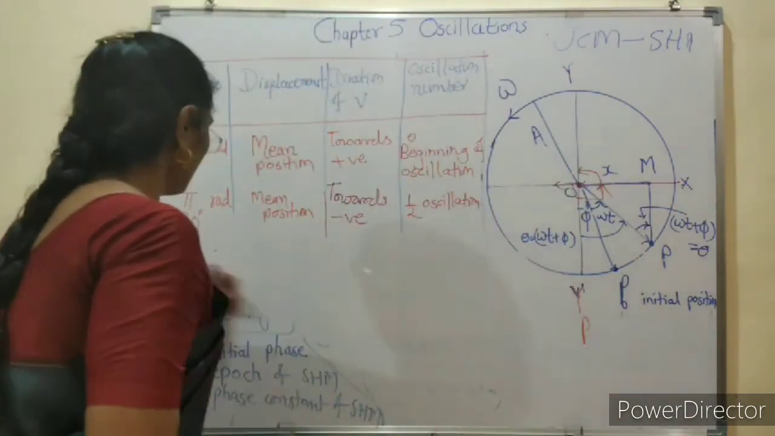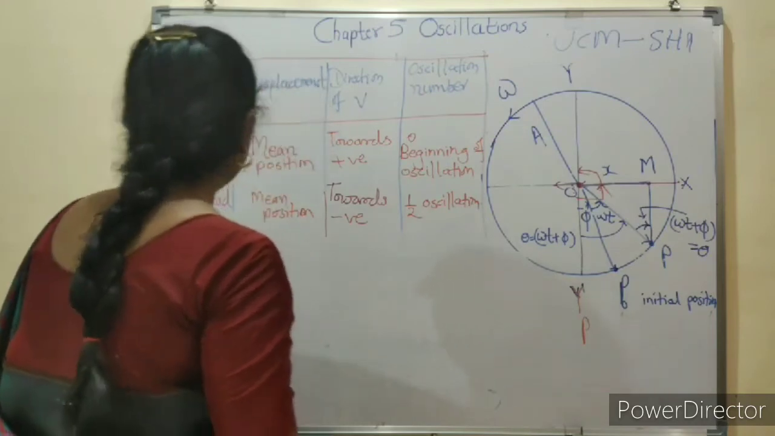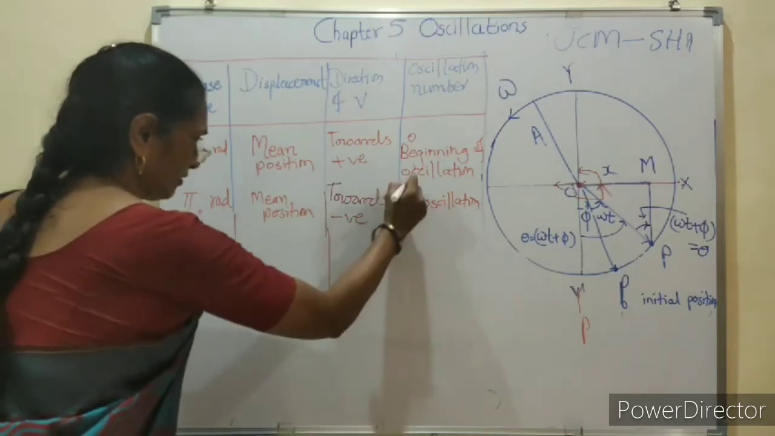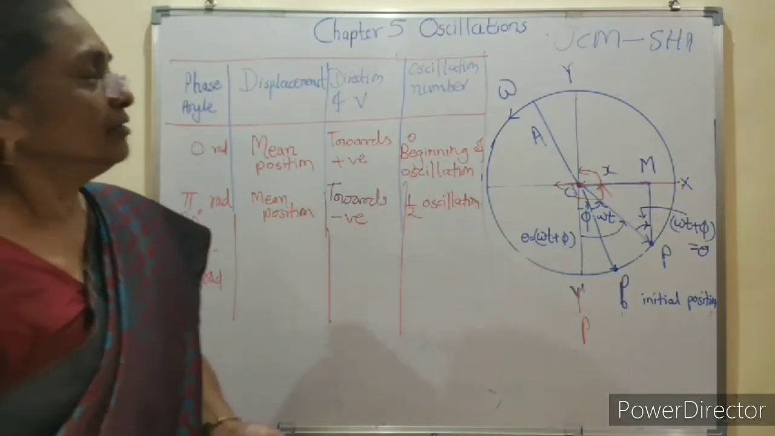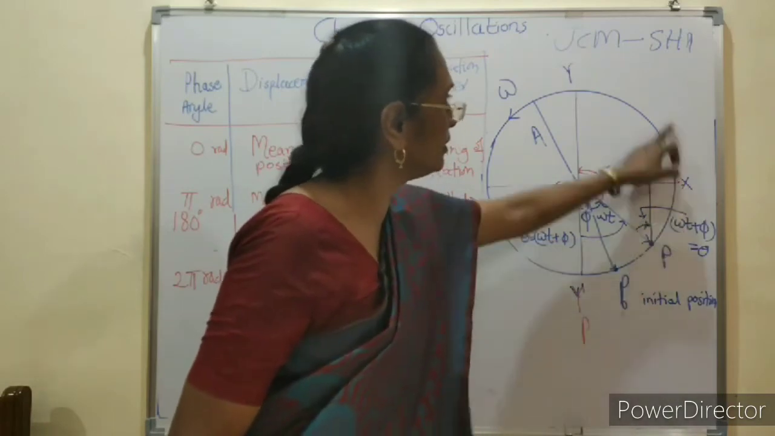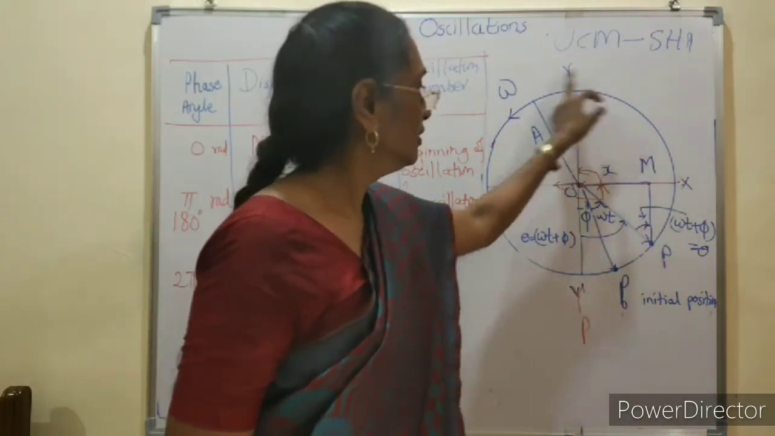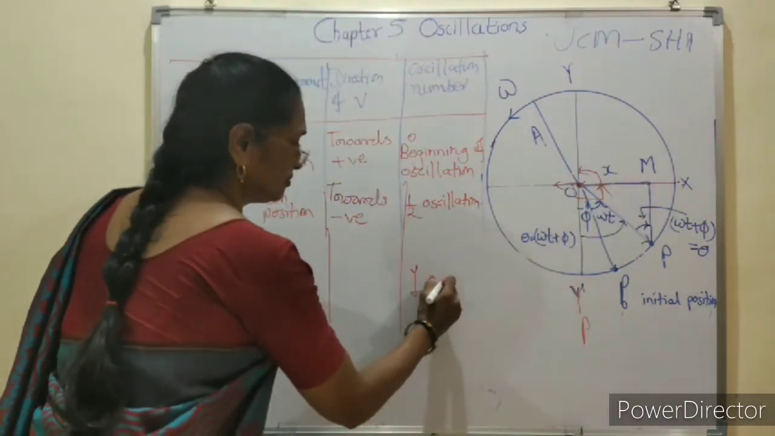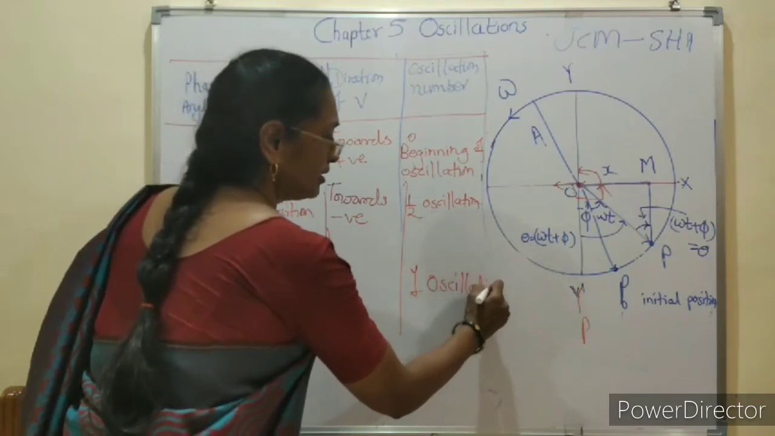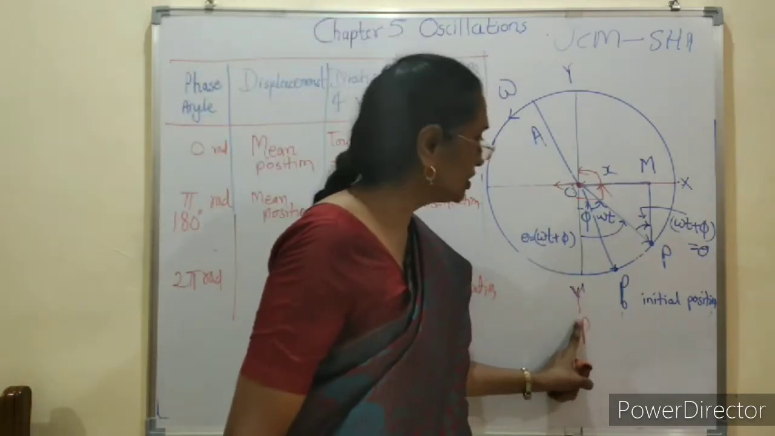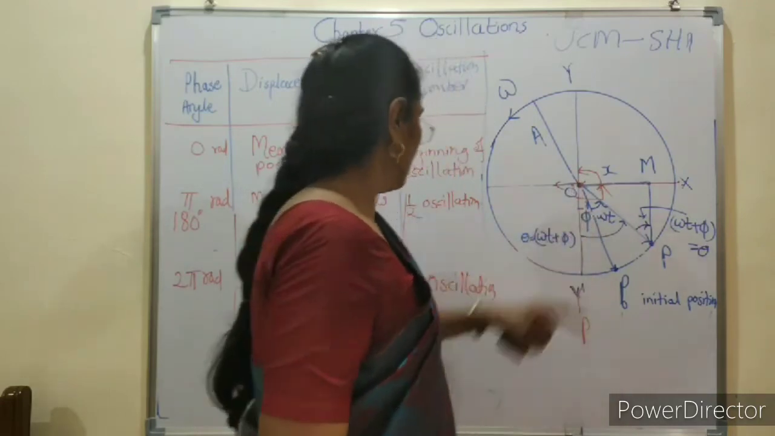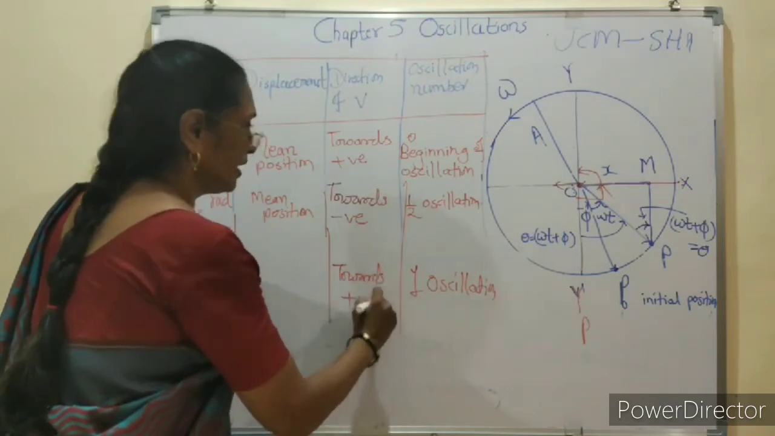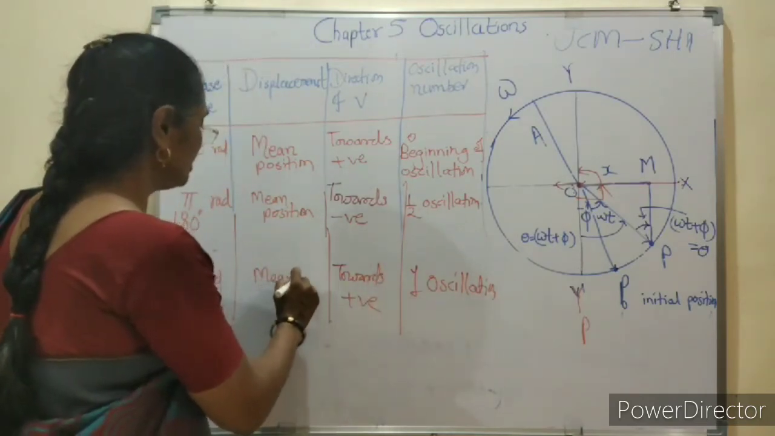Now what can we write for the angle, say twice pi radian? For twice pi radian, particle P has completed one complete revolution and particle M completed one oscillation. So one oscillation is completed, and particle P returns at Y dash, particle M returns at O. So direction of velocity is again towards positive and the particle is at mean position.